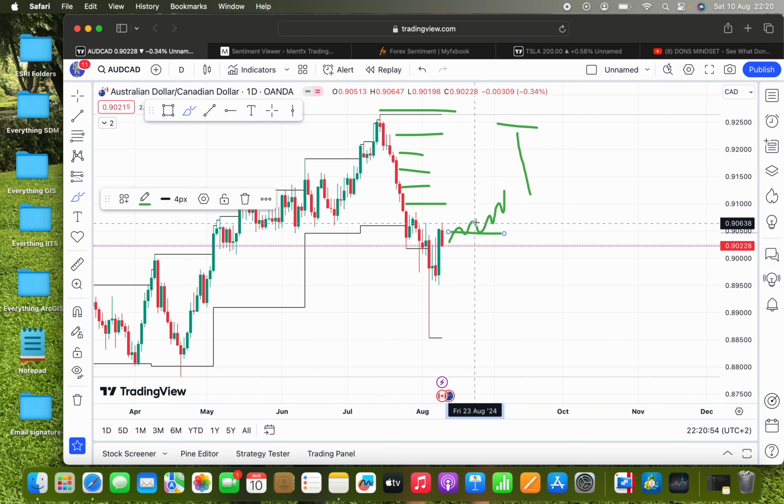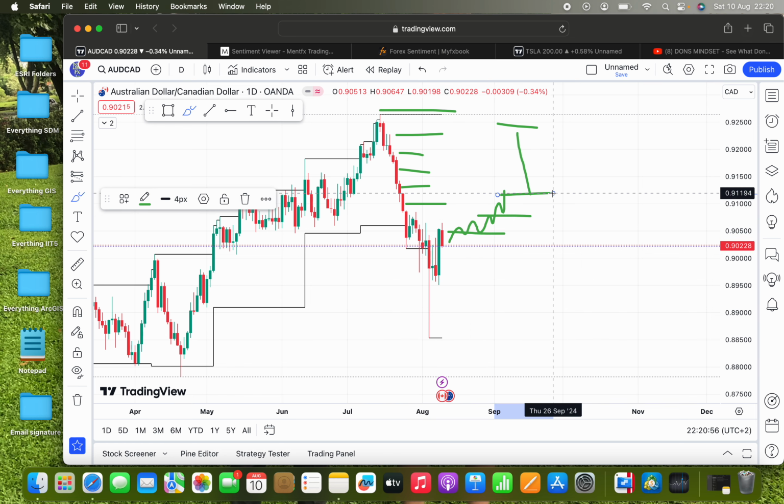I'm going to put my orders over here if it had to continue. And I am not going to put a big lot size. I am going to average them out. So I'm going to take one part of the cake and I'm going to split it up into different orders.